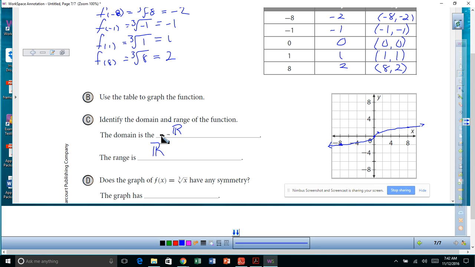Does the graph of f of x equals the cube root of x have any symmetry? Well, look, it does, because you got 1, 1, and you got negative 1, negative 1. You got 8, 2, and you got negative 8, negative 2. So it has what we call point symmetry. Good deal.